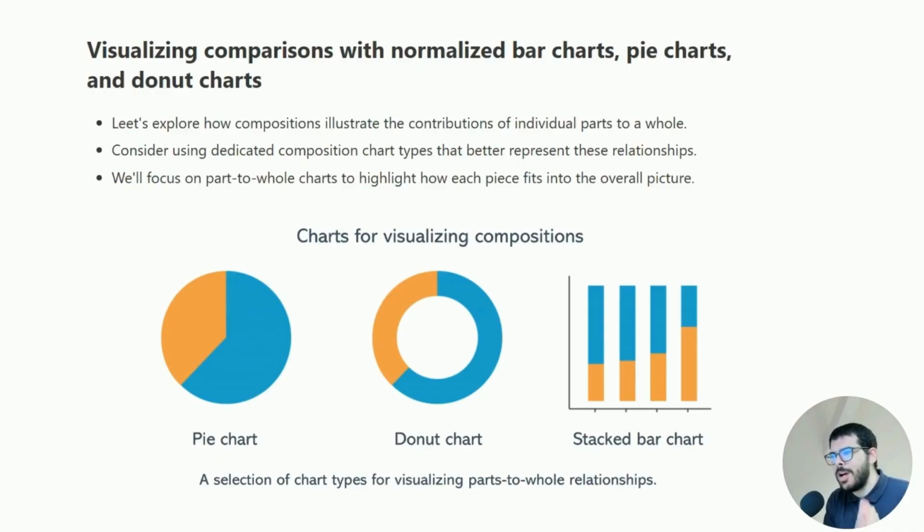Now, let's explore how composition illustrates the contributions of individual parts to a whole. Basically, we are going to use the dedicated composition chart types that better represent these relationships, mainly the pie chart, the donut chart, and the stacked bar chart. So let's start with the stacked bar chart.